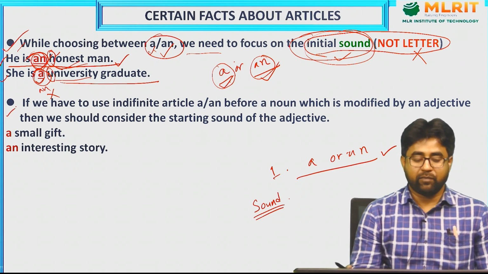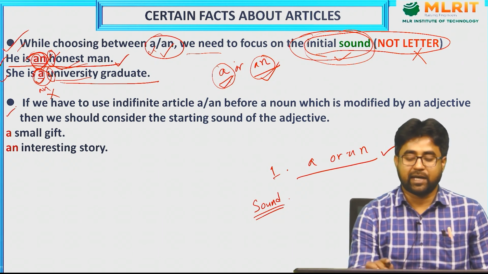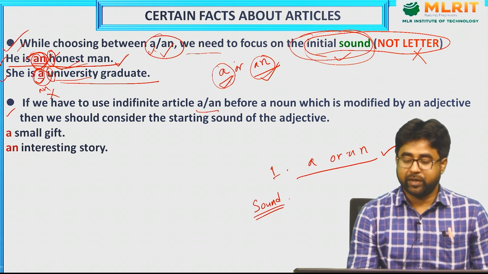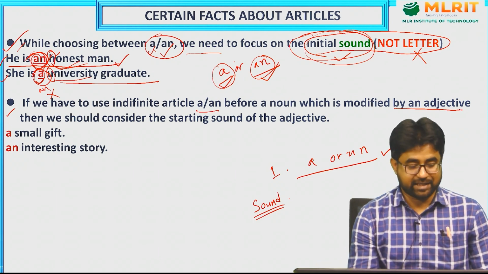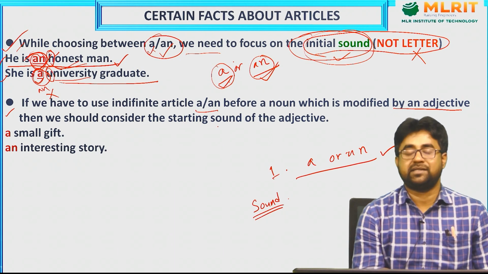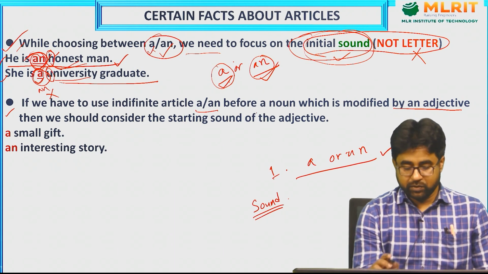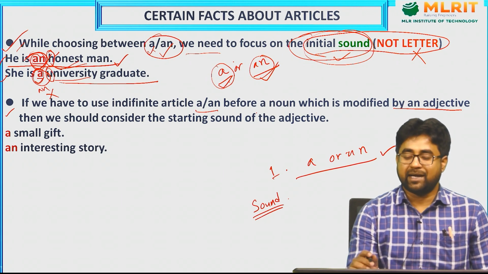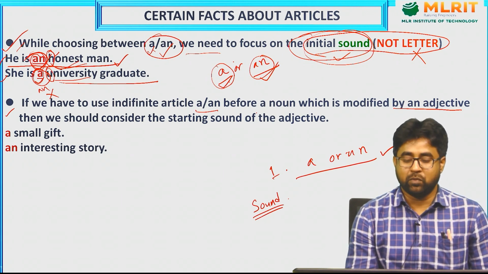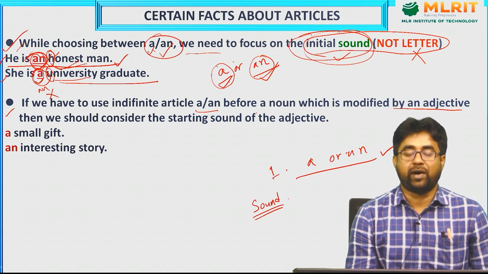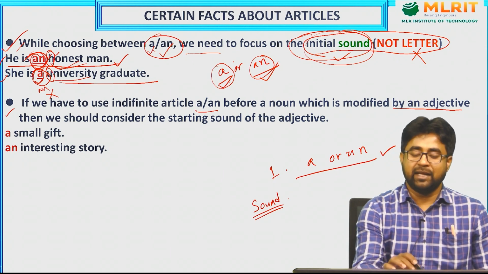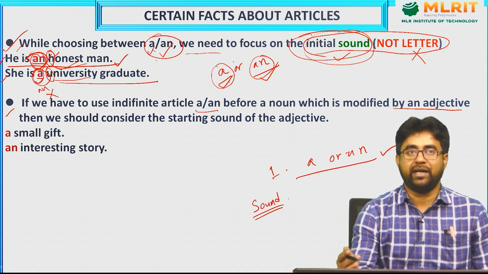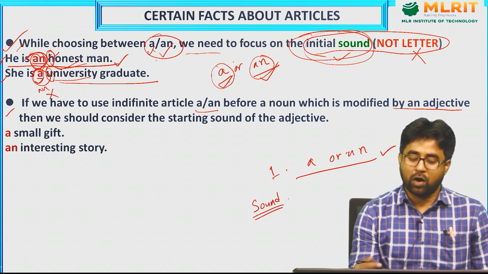What is the second fact? If we have to use the indefinite article "a" or "an" before a noun which is modified by an adjective, then we should consider the starting sound of the adjective. Sometimes there will be sentences where normally the article is related to the noun, as you observed from the definition of articles. What is an article? An article is associated or related to a noun. It makes a noun more specific or general, right?